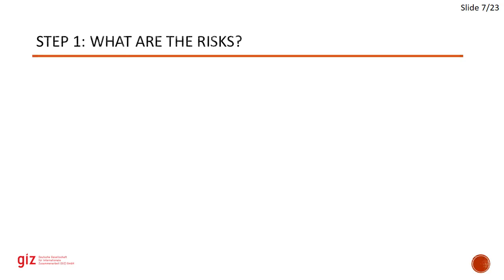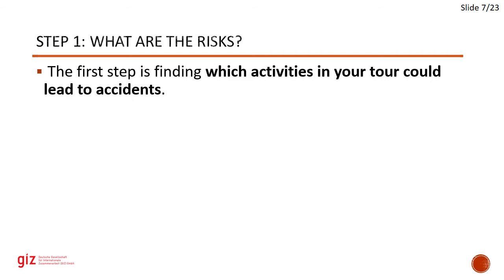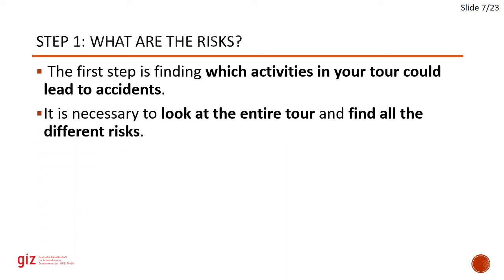Step 1. What are the risks? The first step is finding which activities in your tour could lead to accidents. So here we want to identify the risks. In this step, it is necessary to look at the entire tour and find all the different risks.